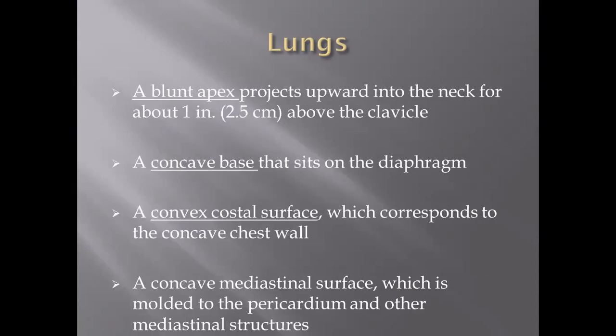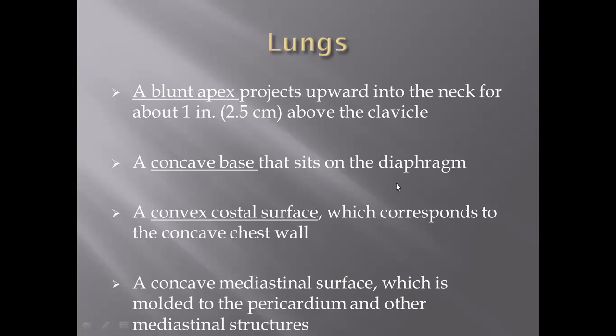A blunt apex: as this is conical in shape, the upper part, what we call the apex, is blunt. It projects upwards into the neck for about 1 inch, around 2.5 centimeters above the clavicle. So this is the apex, the upper part of the lung, which comes above the clavicle by near about 2.5 centimeters. The concave base rests on the diaphragm.